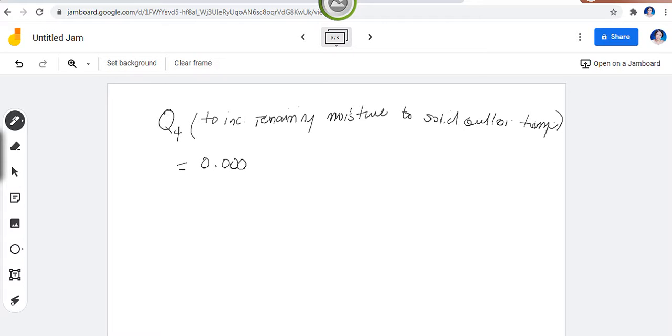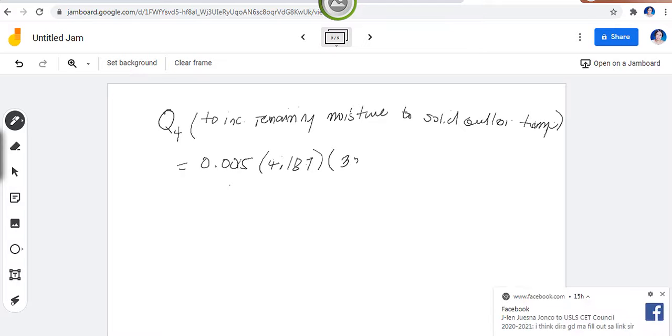this is actually the remaining amount of moisture in the feed that was not vaporized. It's now in the dried material. So the remaining moisture is the moisture in the dried material. This moisture needs to be multiplied by 4.187. This is the Cp, and it needs to increase to 325 because this is the final temperature of your dried material as it leaves the dryer. Its initial temperature is 300.